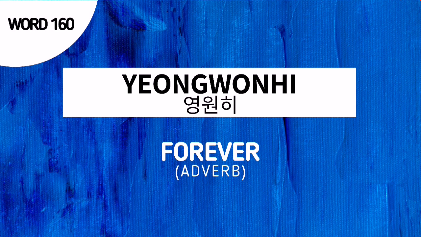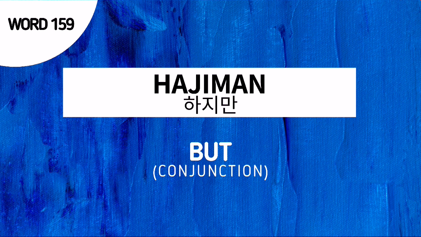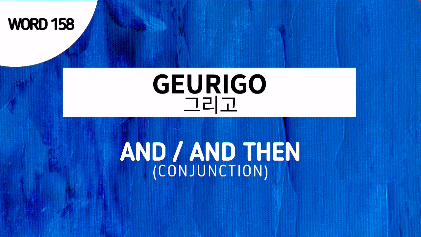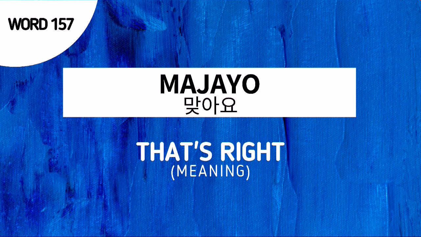Word number 160 is 영원히. This is an adverb of time which means forever. Word number 159 is Hajima, and this is the counterpart of but in English, which is used as a conjunction. Word number 158 is kuriko, and this is the counterpart of and or and then, which is used as a conjunction in English. Word number 157 is 맞아요, and this is used to express that that's right.